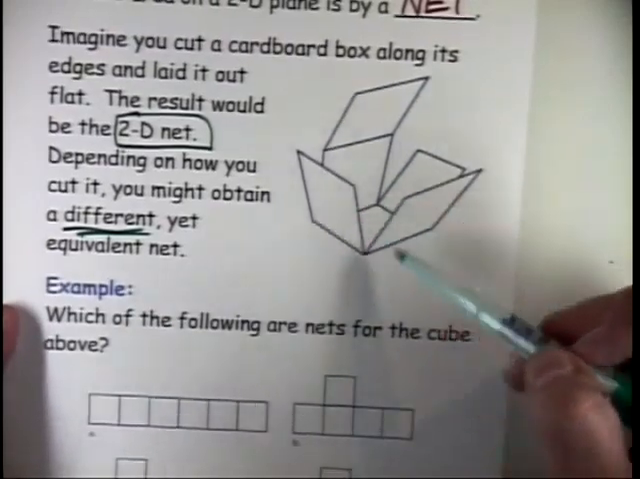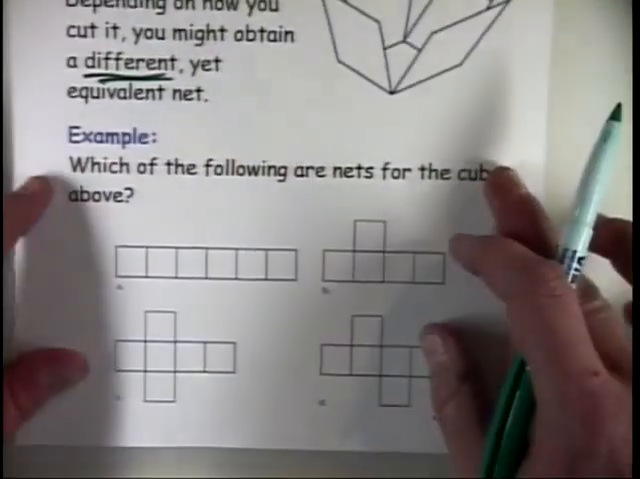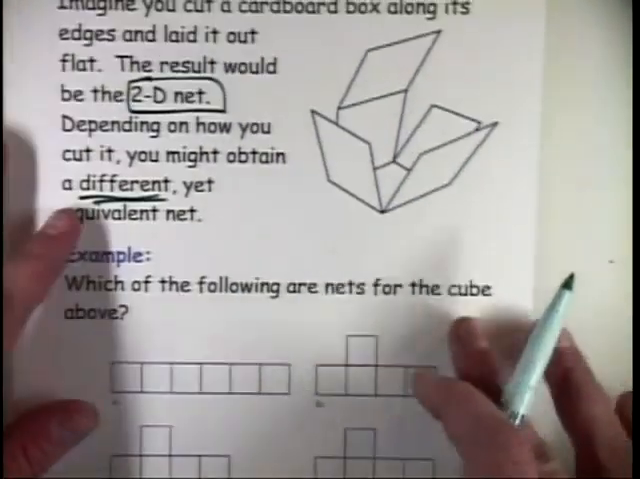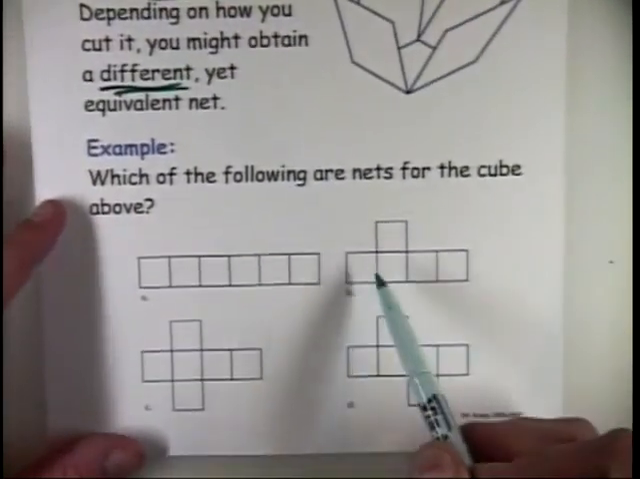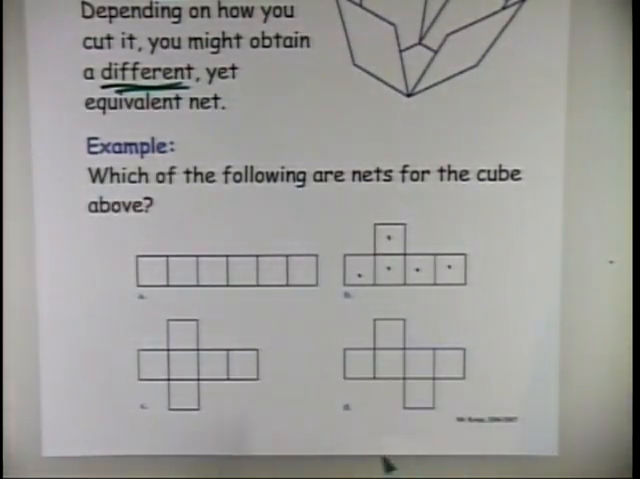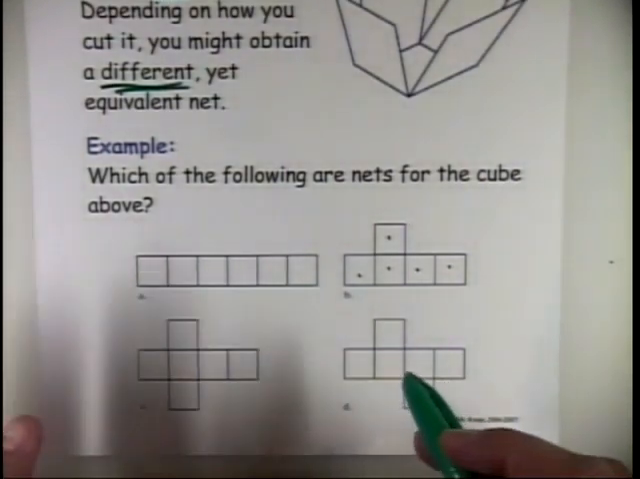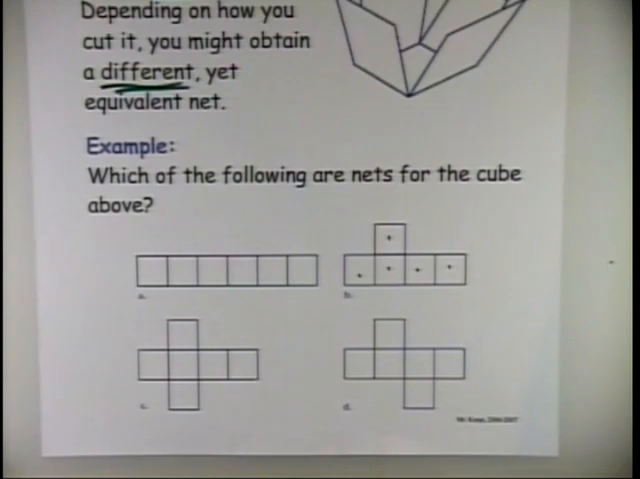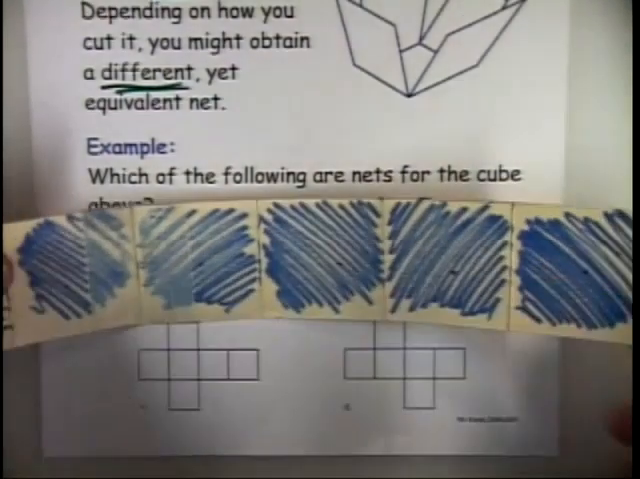So if I cut this out and laid it flat, which of these, if any, would work? Well, we know it has to have 6 sides, so I have to have at least 6 squares. Notice B, 1, 2, 3, 4, 5, has only 5 tiles, so it cannot work. One of the easiest ways to get used to these initially is to actually cut these out and try to fold them up. And I've done that here for you, okay?